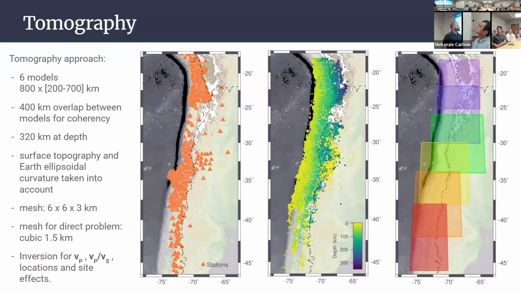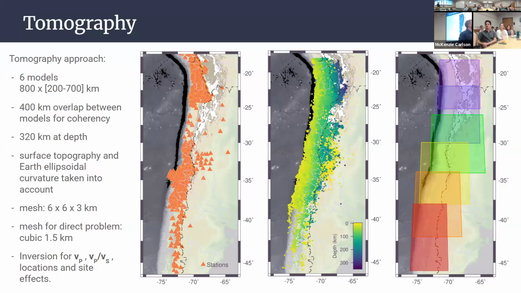So the way to do that was to cut Chile in 6 pieces. These 6 boxes became the 6 tomographies we realized. Taking this approach is basically having 6 models of 800 kilometers from north to south, so 8 degrees each.